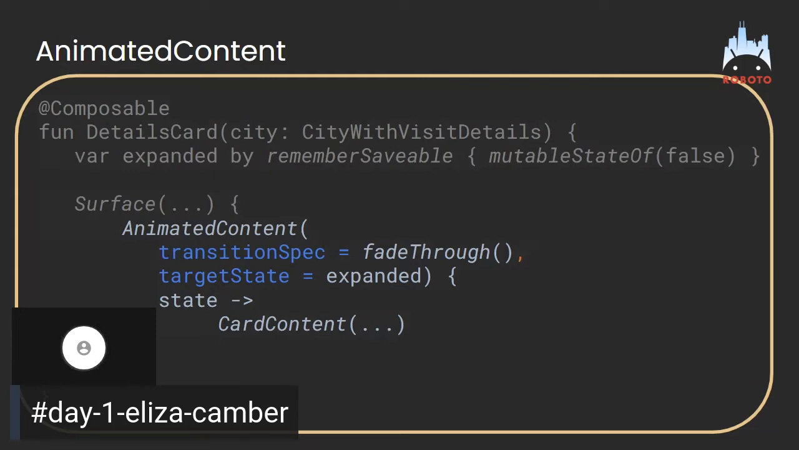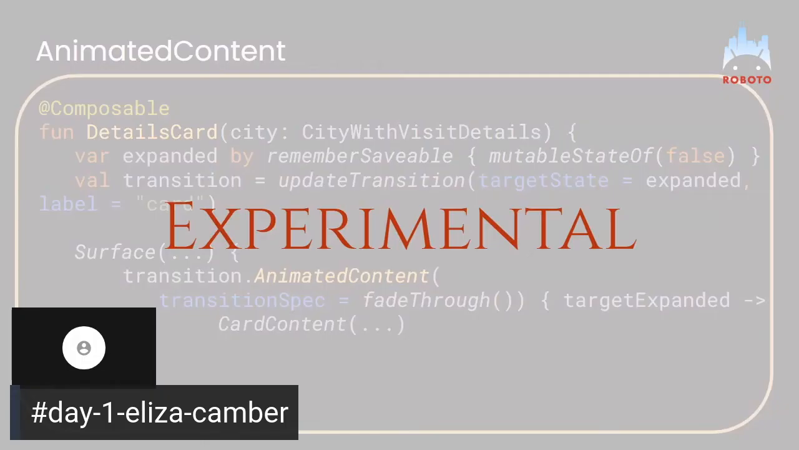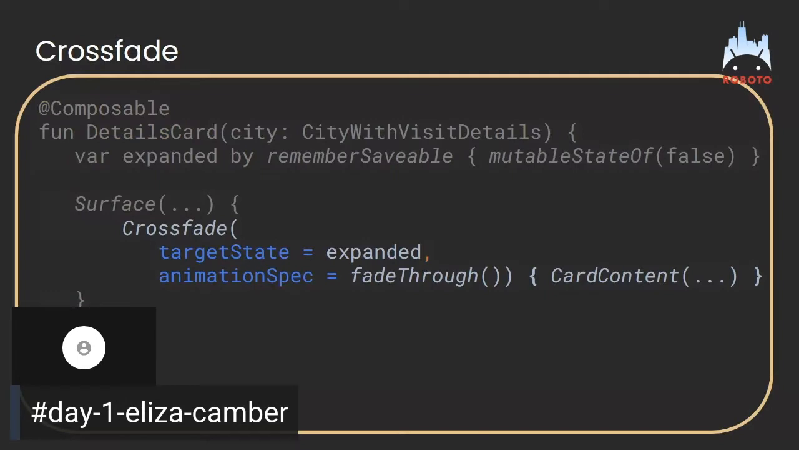as a composable, or we can use it from the transition, the update transition, and we can call it like this. And this is going to give us some more customized content. So if we want to be able to customize a bit more how it's going to appear or disappear, then we can do it like this. This is the experimental one, so be careful.